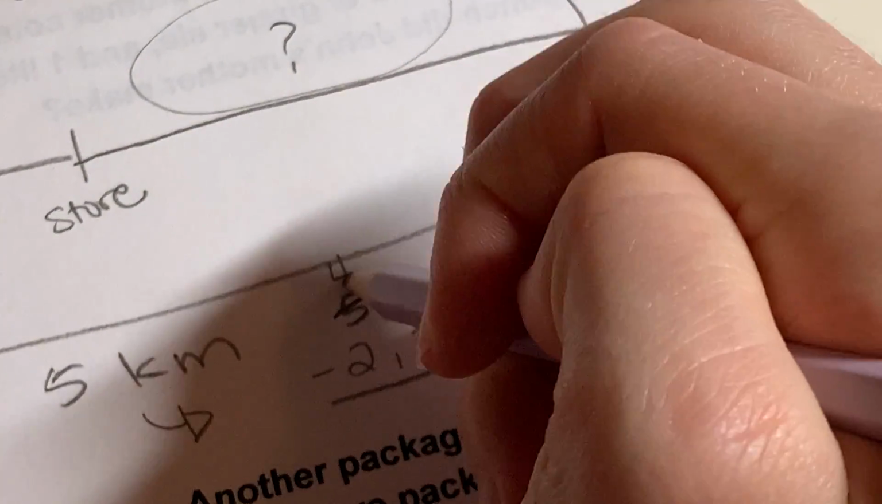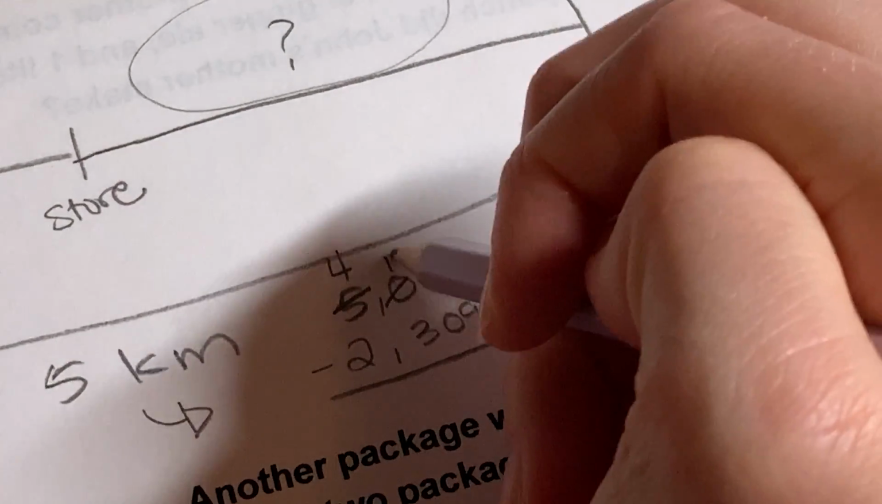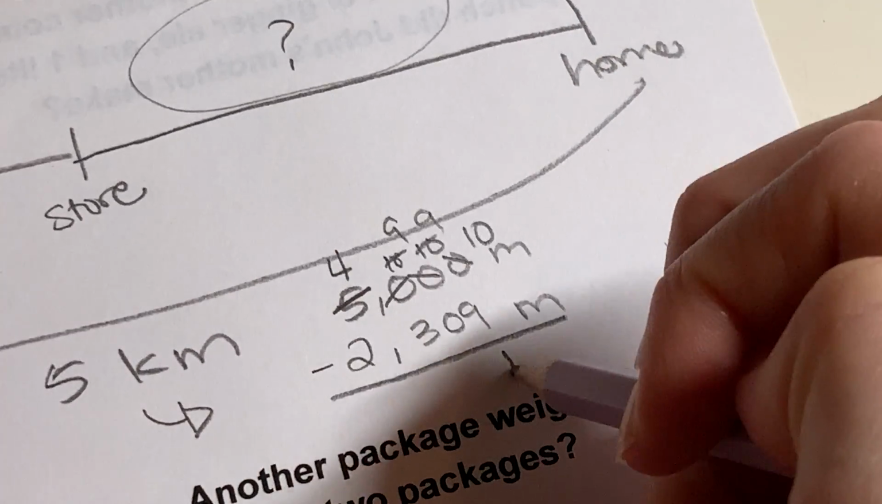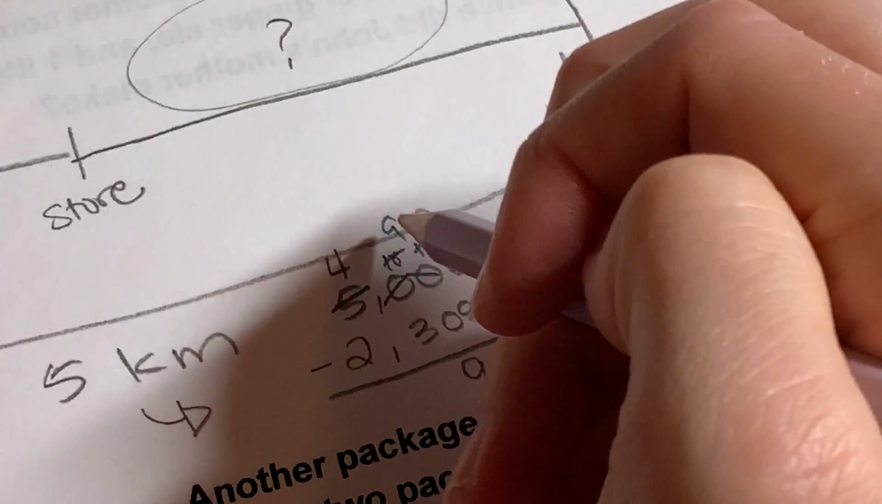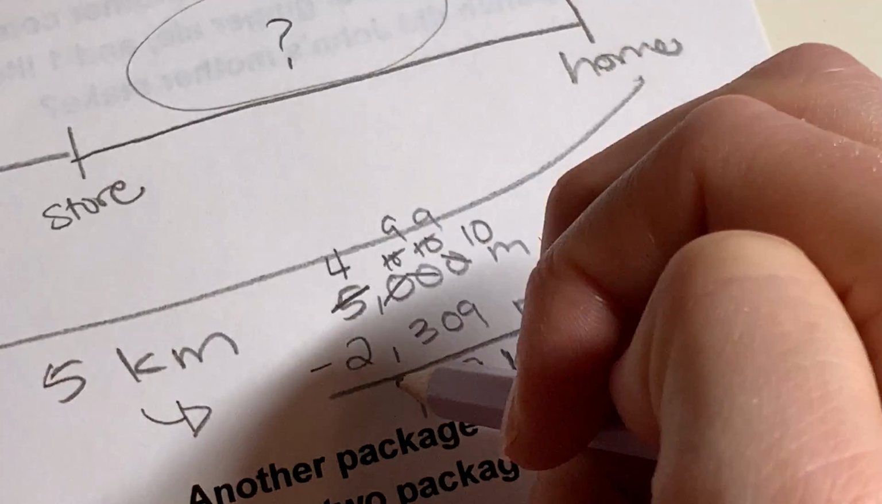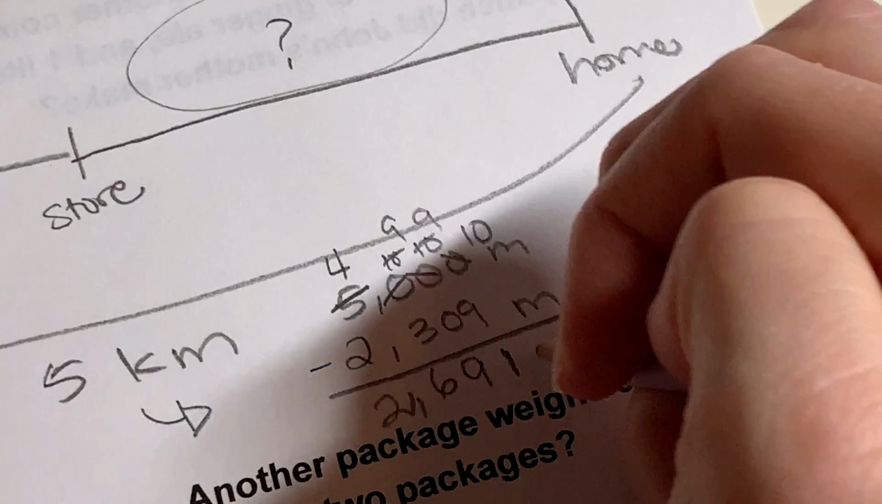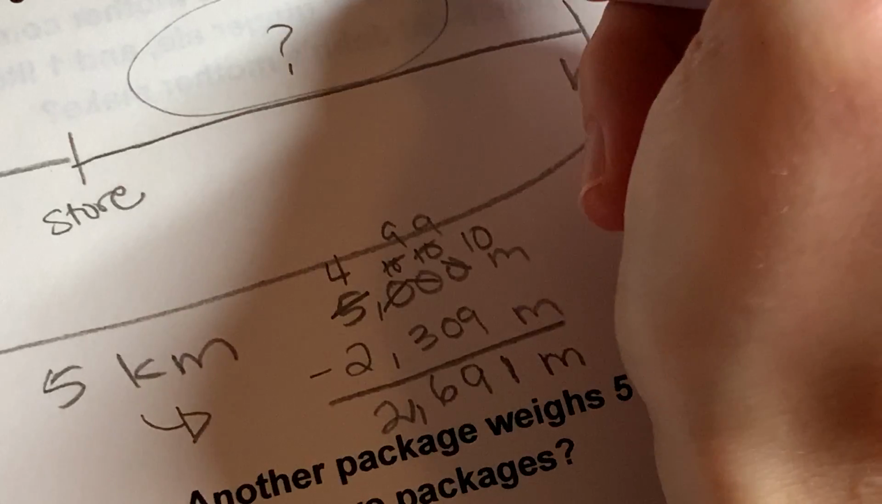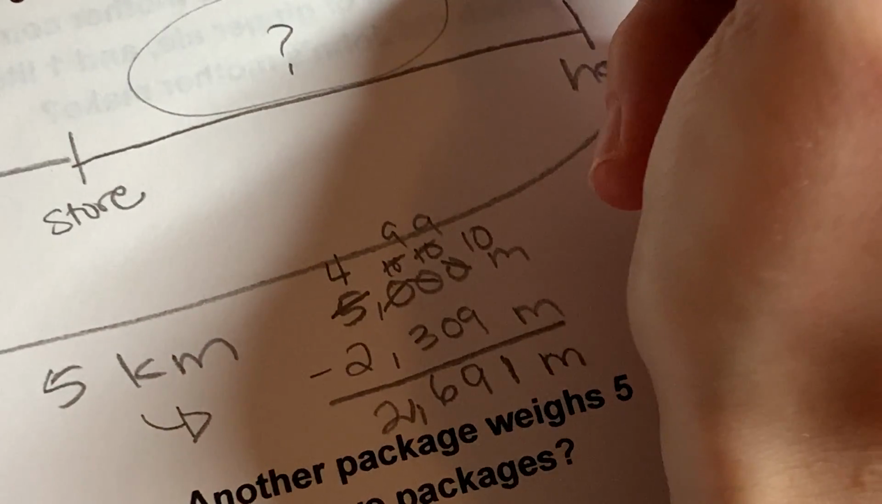I'm going to have to come all the way over here to borrow because there's so many zeros here. So 10 and 9, 10 and 9, 10. 10 take away 9 is 1, 9 take away 0 is 9, 9 take away 3 is 6, 4 take away 2 is 2, and I get 2,691 meters between the store and her home.